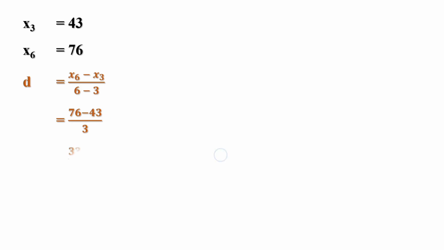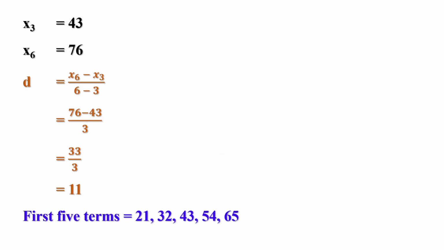The second problem is third term is 43 and sixth term is 76. Again we have to find the first 5 terms. The common difference is 6th term minus 3rd term divided by 6 minus 3. That is 76 minus 43 by 3 or 33 by 3. Again the common difference is 11. Subtracting 11 from 43, we will get the second term, that is 32. Again subtracting 11 from 32, we will get the first term, that is 21. So the terms are 21, 32, 43, 54, 65.